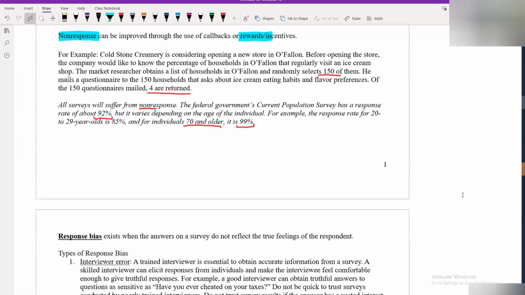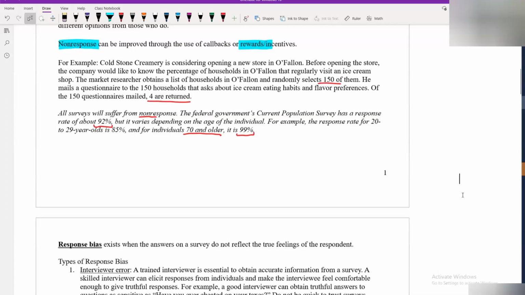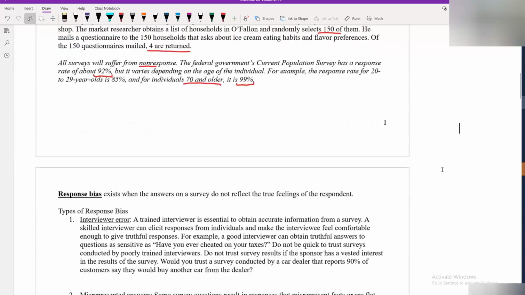85% is not that bad. It's better to have 100% if it's possible. For example, in this case, 150 was our sample. If we had very close to 150 responses, that is better.